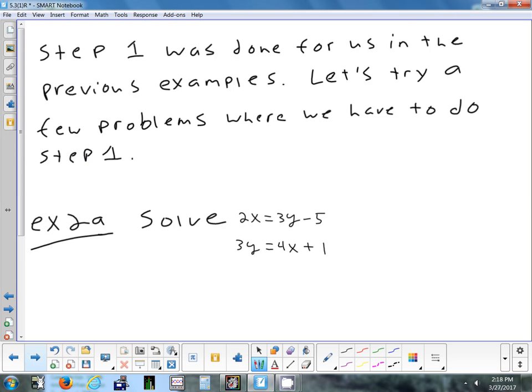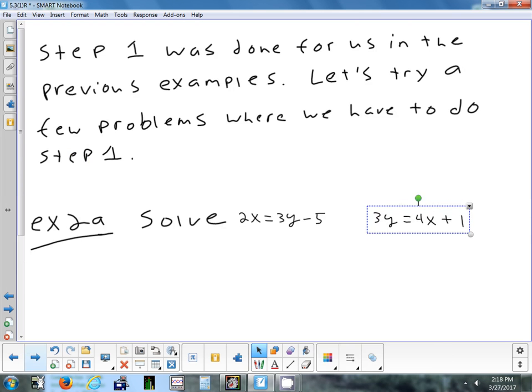In the previous problems, the x's, the y's, and the numbers were already lined up. What's wrong with example 2A? And I think on your paper, you have it spaced out like that. That's fine. But if I put it back like this, I think it makes it easier to see. What's wrong here? Yeah, things are switched. Is either one of these equations the way it should be?